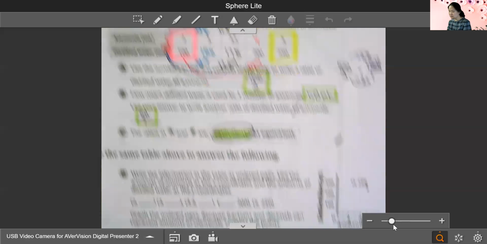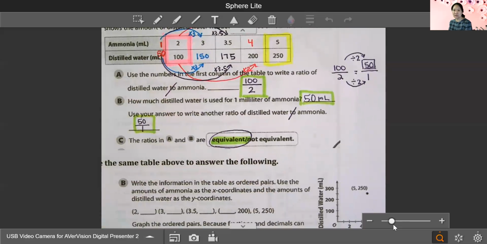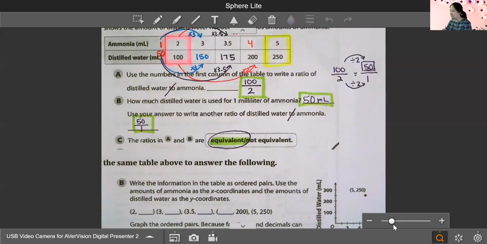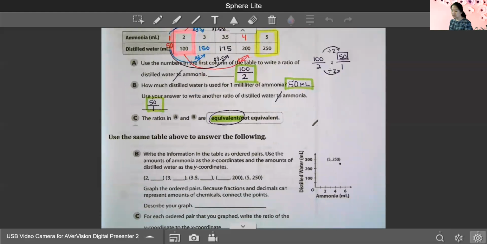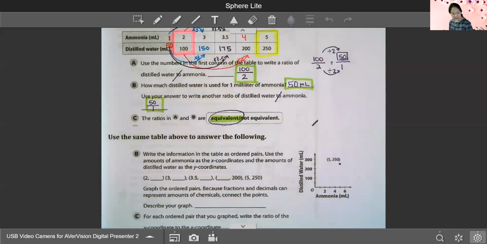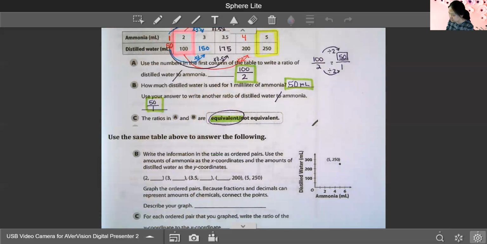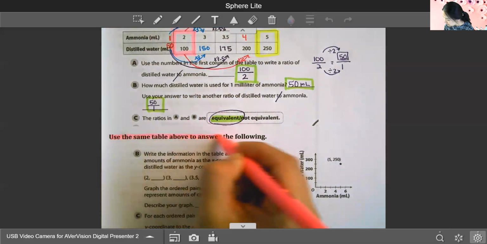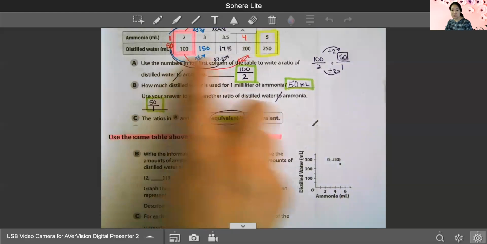Now we're gonna talk about using that same information to answer the following questions on graphs. Okay, so I wonder if I can show the entire page. Not quite. Okay, I'll work however much I can. All right, so let's take a look at B. So now we are going to talk about use the same table above to answer the following. Okay, in a graph. So we're gonna work with graphs using the same information here.